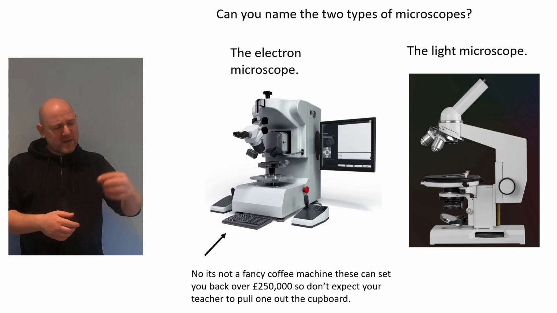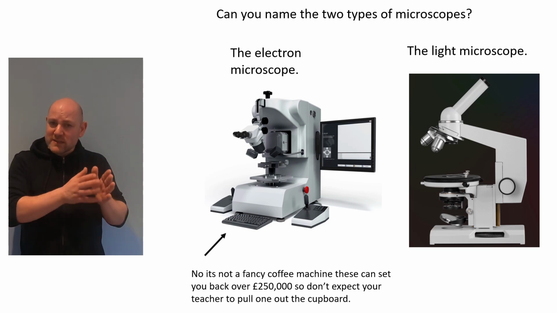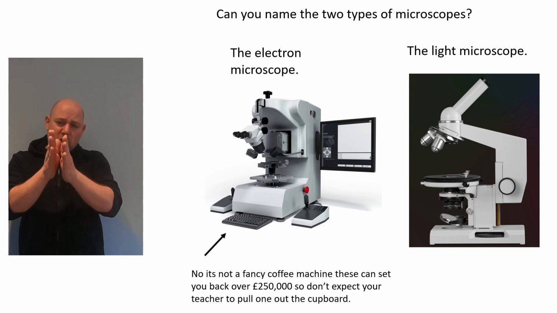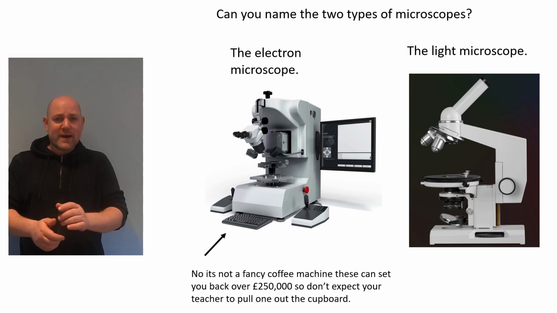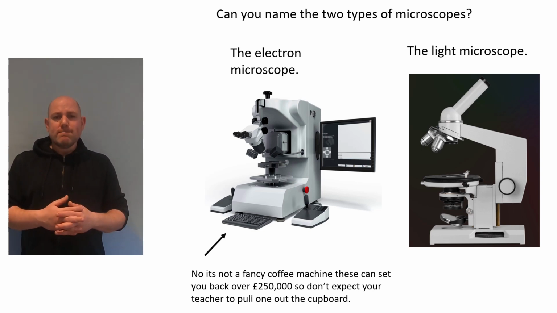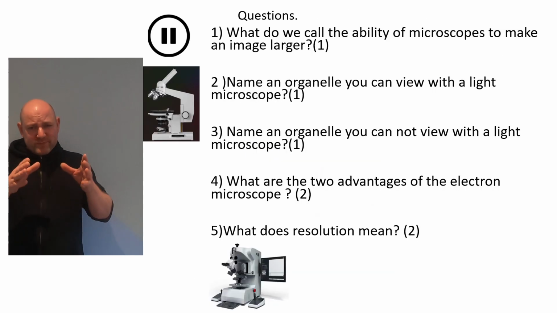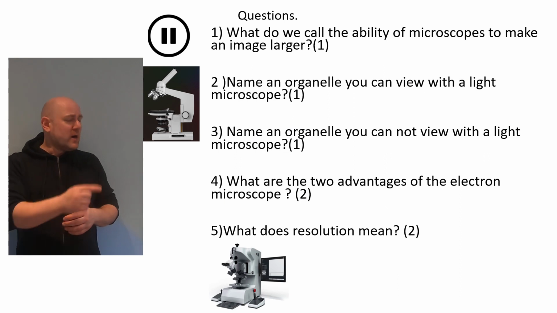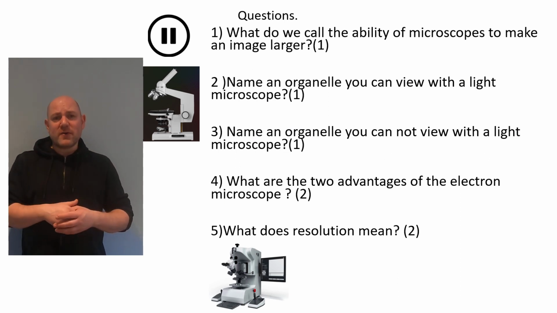Why is it so expensive? It uses a narrow beam of electrons that can see really small objects like ribosomes or plasmids. The light microscope uses a slightly wider beam of light, and so it can view some cell structures, but not all of them. Now we're going to look at some questions on microscopes so you can test your prior knowledge. Press pause, see if you can have a go at these.